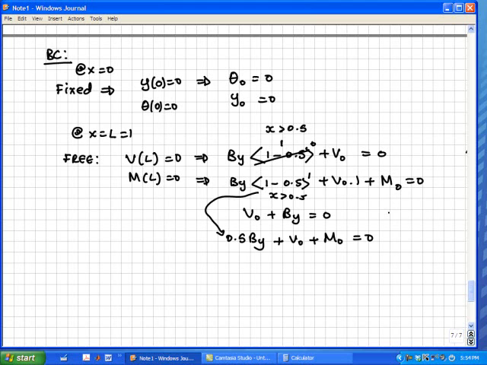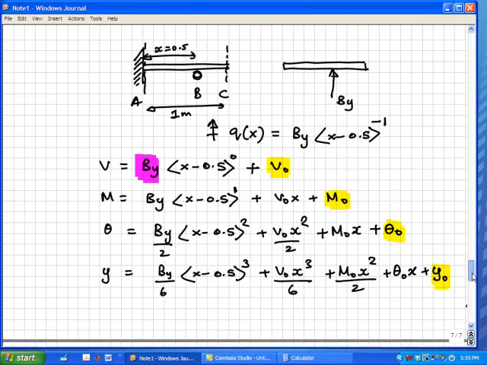So immediately we got V naught is minus By. I don't know whether it's obvious to you, but if you subtract this out, you will get M naught equal to minus 0.5 By. But we still don't know By. What are we going to do? Well, if you look at x equal to 0.5, we have to have y equal to 0.